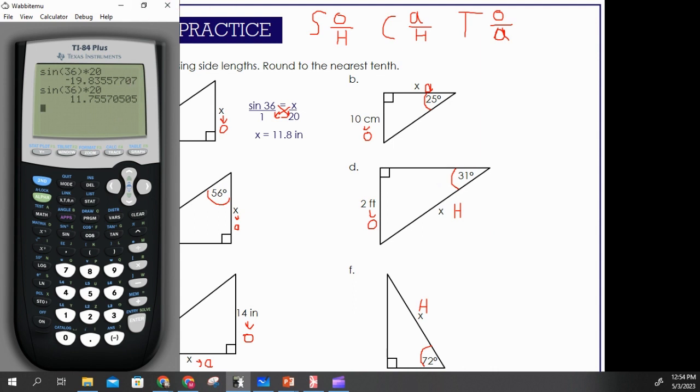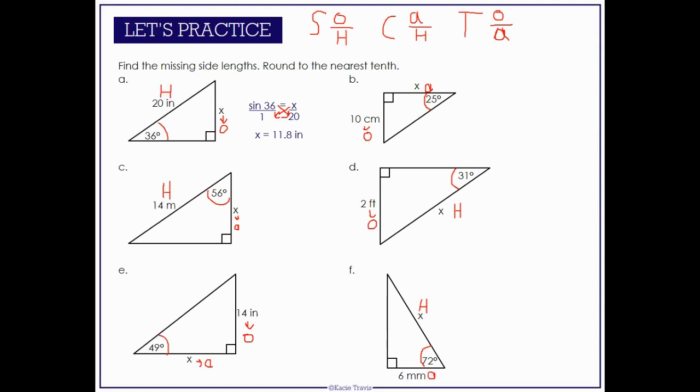Okay. Next one here, we got our adjacent side. We got our opposite side. Adjacent and opposite means we're messing around with tangent. So tangent is going to be equal to our 10 over x. Still got our fraction equaling another fraction. We still got to cross multiply to solve this. So 10 times 1. And then we got x times 25. Now, because of this, we have to do an extra step.